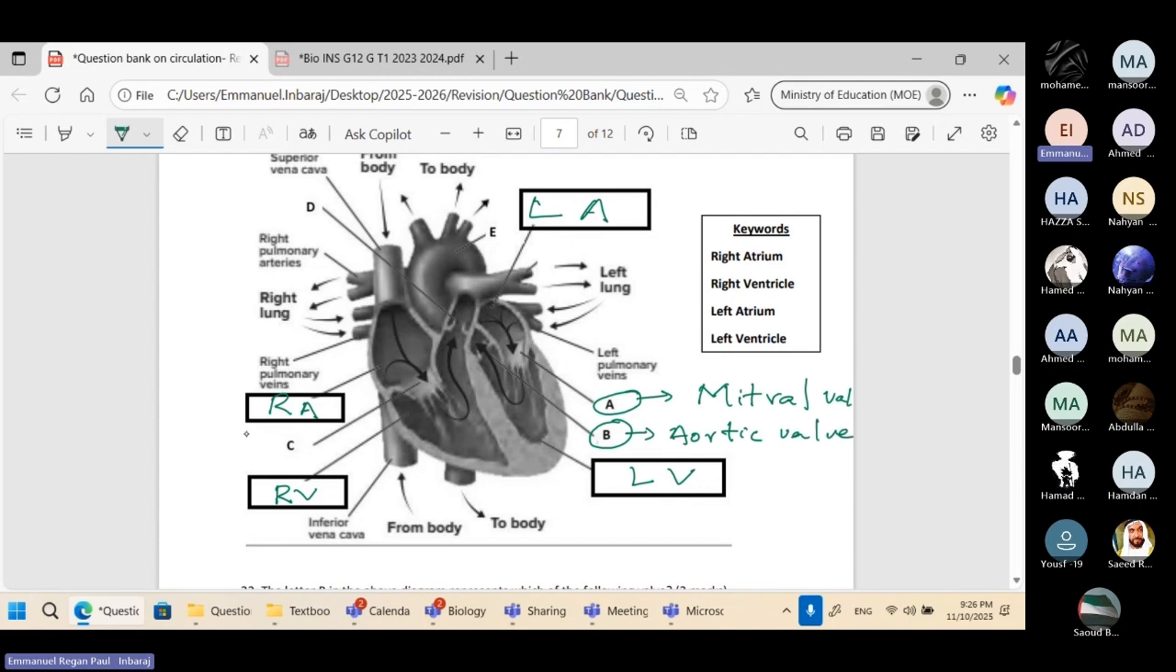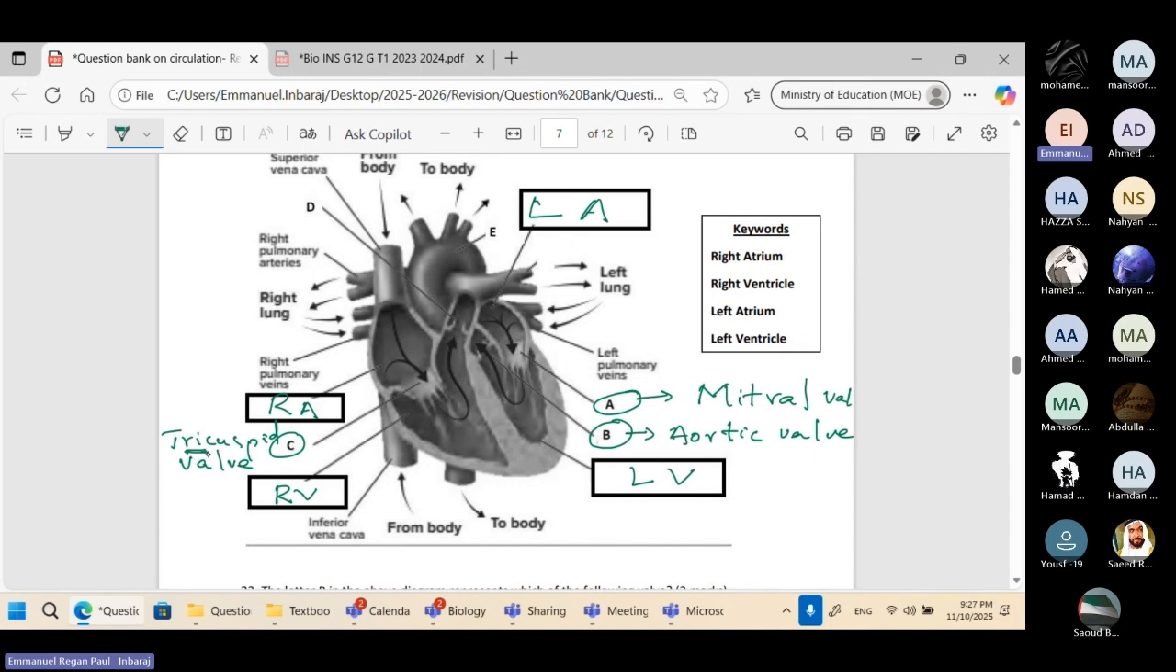Good. What is C? It's on the right. Right means try. So it is tricuspid. Can you simplify it for us, like something to remember? What side is this? Right side. Right side will be tricuspid valve. You see, it's rhyming. Right side, tricuspid valve.